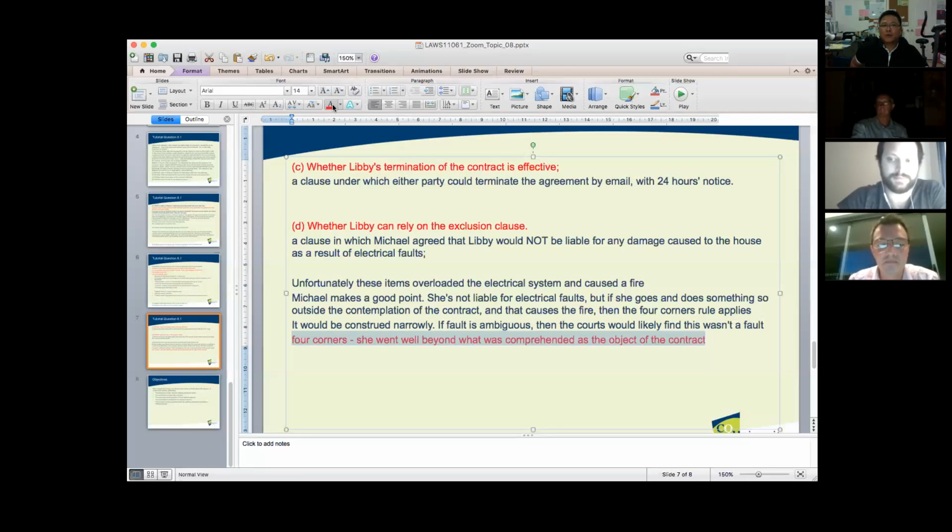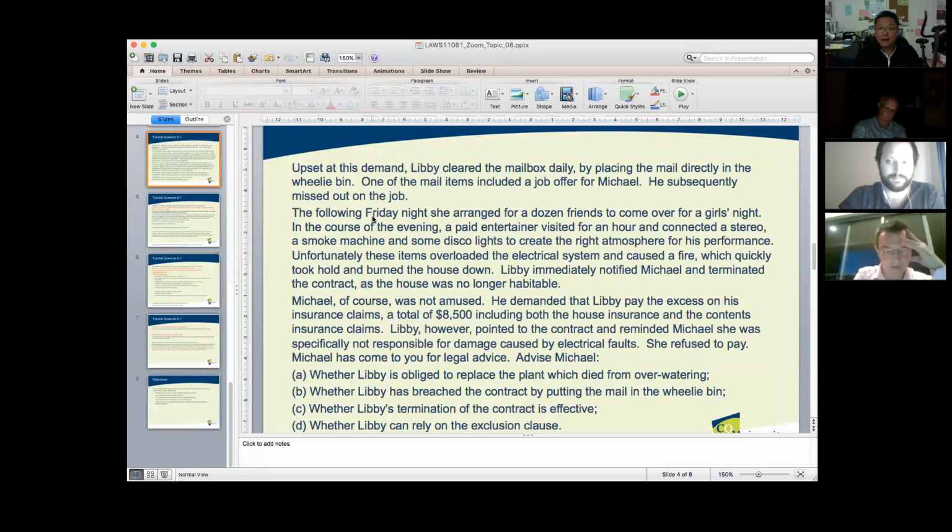That's right. So if you apply the four corners rule under the usual contemplation of the parties, if Libby had used the house or lived in the house in the usual way, where she's there by herself, she does cooking, she does ironing, then that's fine. That would be within the contemplation of the exclusion clause. But actually, Libby went beyond that in the sense that she had a party and she brought in some equipment as a result of that party. There were disco lights, there was a smoke machine. This event of having a party, having a smoke machine and some disco lights was not within the four corners of the contract. It wasn't within the contemplation of the parties.